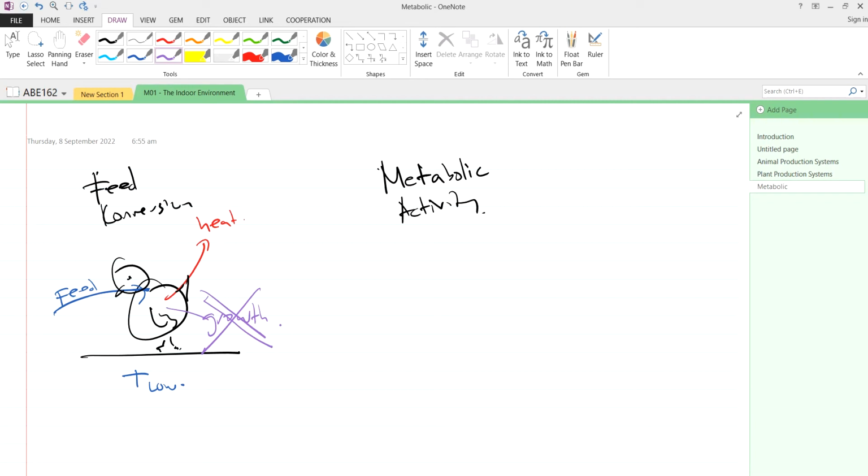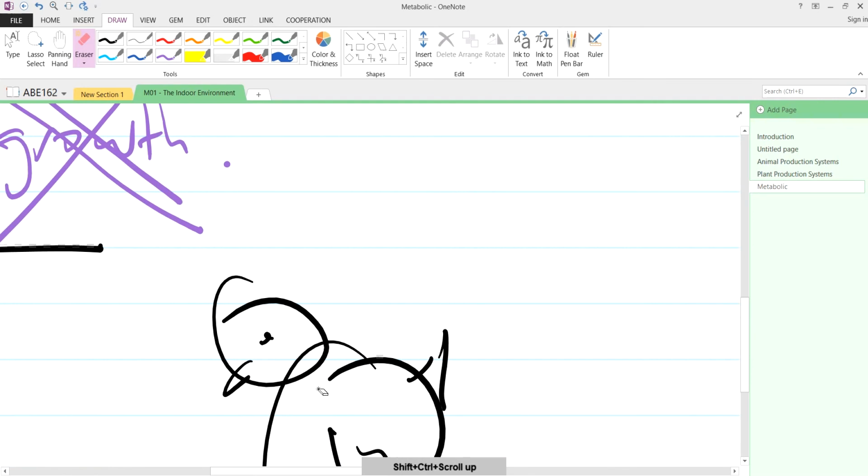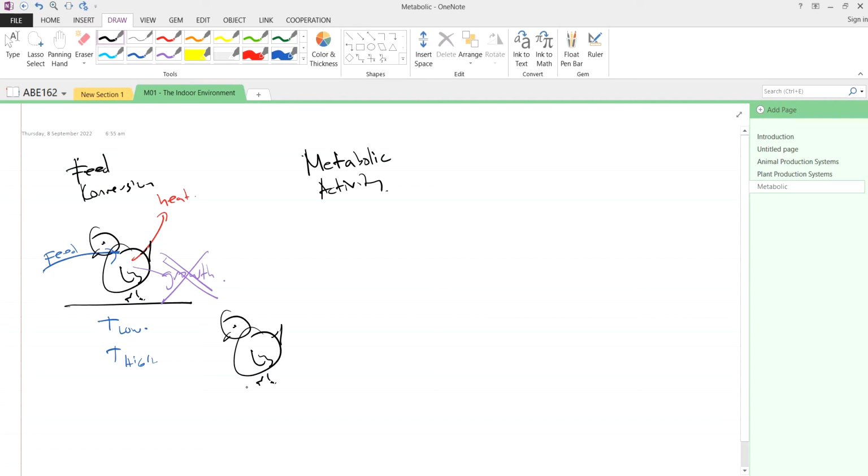So if the temperature is too high, so it's not going to consume feed. So feed is not gonna be consumed because it's already hot. Because that bird feels hot already. So if it's not going to consume feed, then it's not gonna add growth to itself, right?